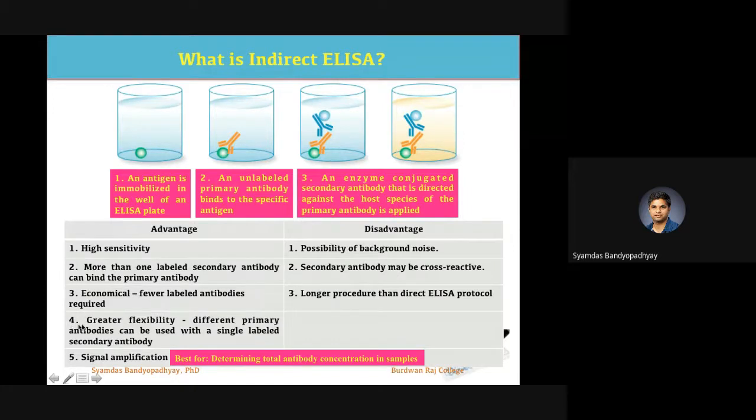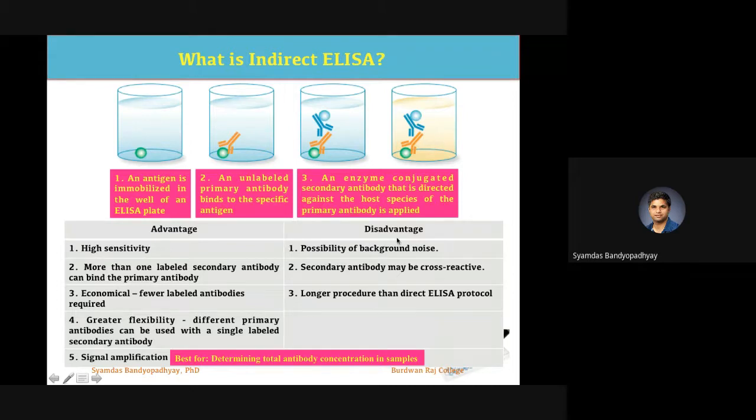Then the fourth point is the greater flexibility. Different primary antibodies can be used with a single labeled secondary antibody. That is what I just described. So you have a great flexibility. And then the signal amplification. So here you can amplify the signal. That adds up to the advantages of using indirect ELISA.